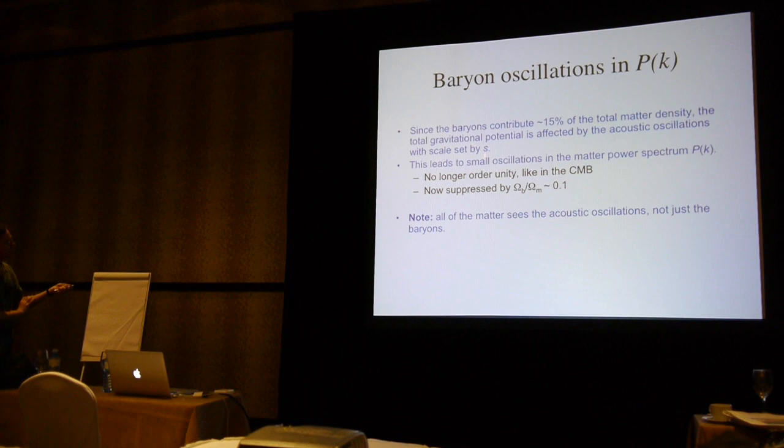This leads to small oscillations in the matter power spectrum, not the kind of order unity changes in power that we saw in the CMB spectrum. They're suppressed by a factor of Omega_b over Omega_m, which is roughly a tenth. So you expect to see of order 10% fluctuations in the matter power spectrum. Just a note that sometimes people get a little bit confused about.